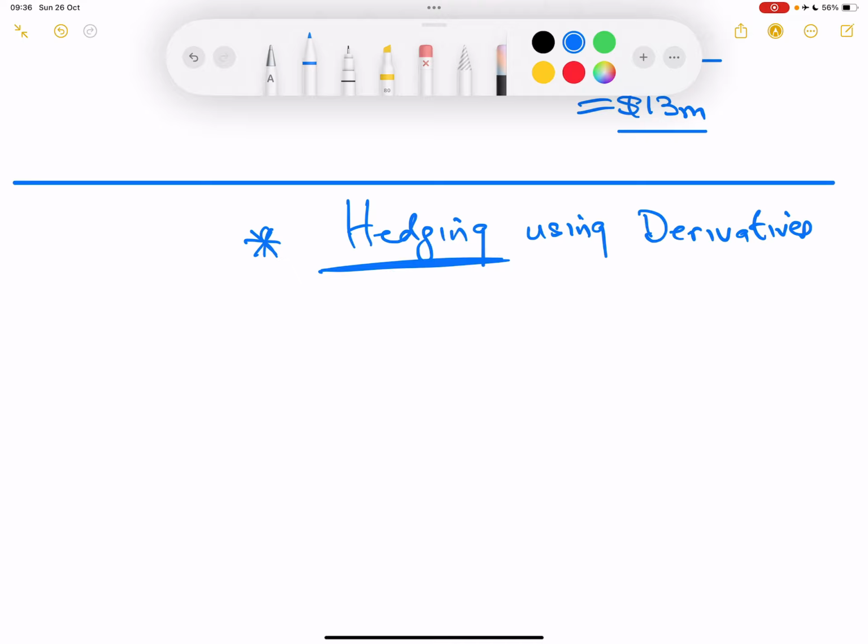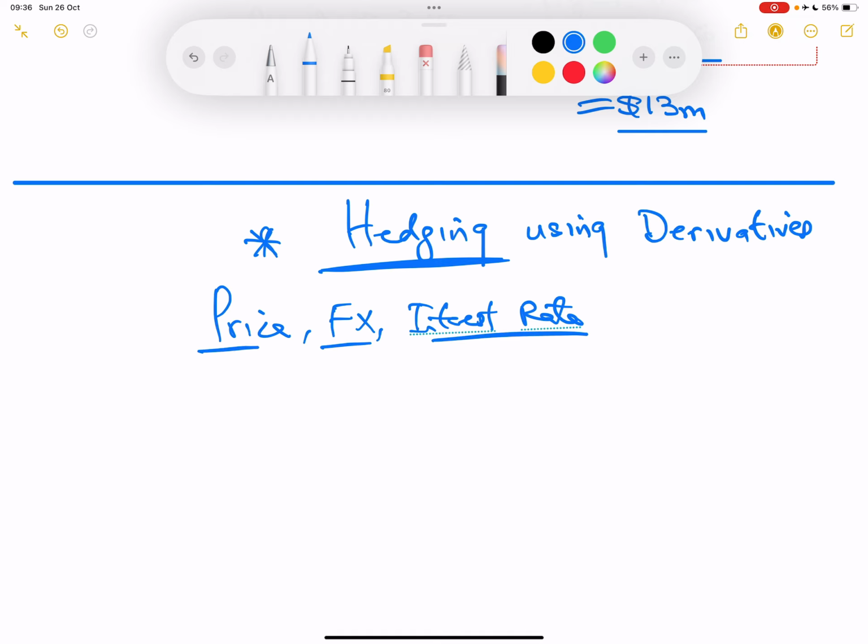So we're going to be using derivatives to manage price risk, FX risk, and interest rate risk, because we have said that changes in any of these can expose us to losing money, and we want to minimize that risk as much as possible. So for price, I'm just going to explain it briefly because it's not big in your syllabus, but you still need to know it's easy.